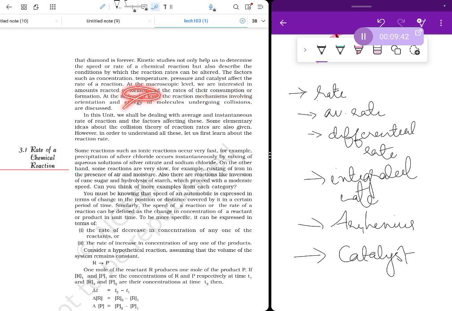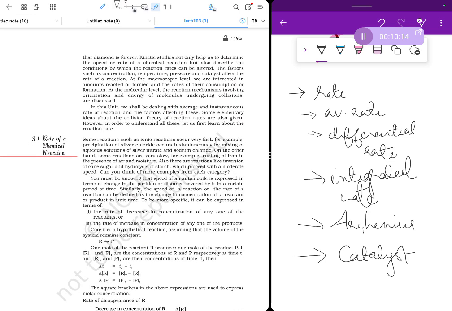At the molecular level, which we cannot observe, the reaction mechanism involves orientation and energy of the molecules undergoing collisions. For example, in an SN2 reaction, the molecule has to come from the backside of the leaving group. The proper orientation and the mechanism of the reaction can also be understood by knowing the kinetics.